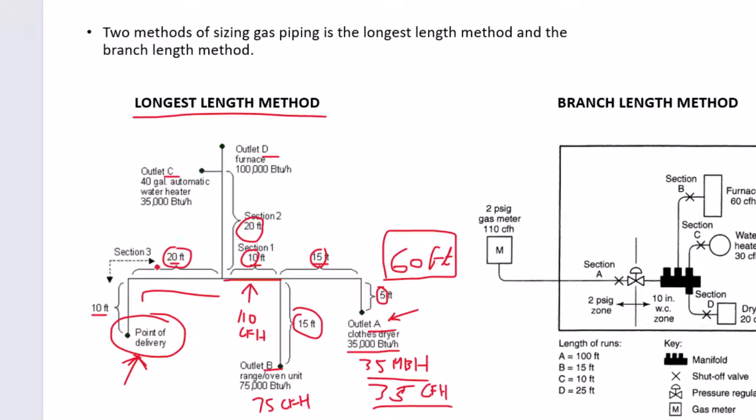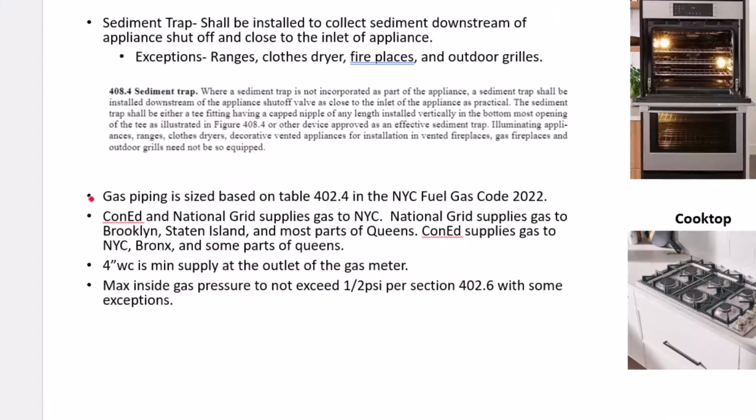And this segment here would be the total of everything, right? So you would have 110 plus this outlet, which is 100 CFH. Here would be 35 CFH. So the total here would be 135. And the total for section 3 would be that 135 plus the 110. So that would be 245 CFH for section 3. And we would basically use the chart to size the piping. So the gas piping is sized based on table 402.4. So we're going to go to that table.